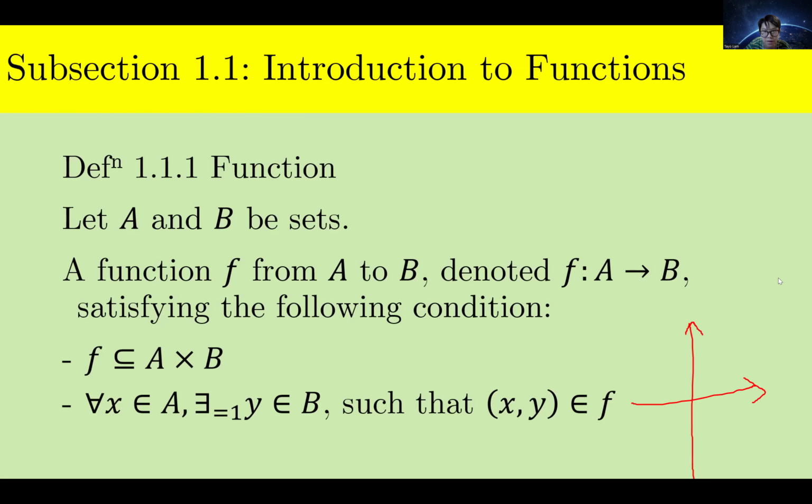So it's like (x, y) here. For example, if I define a function like this, for all x in A, there exists just one y in B such that (x, y) is in f. So I just draw the graph of the function. I will define this later.